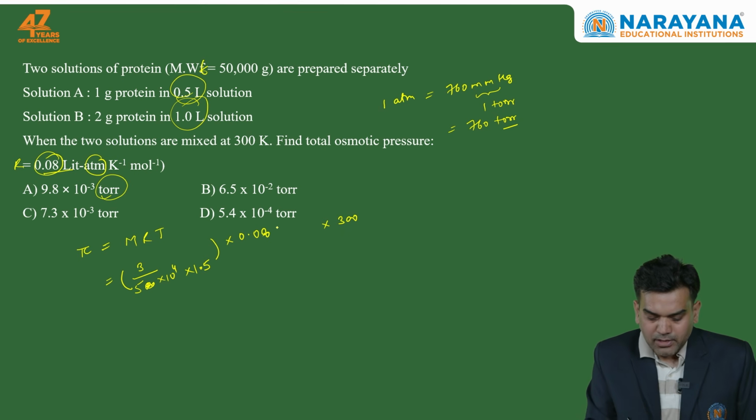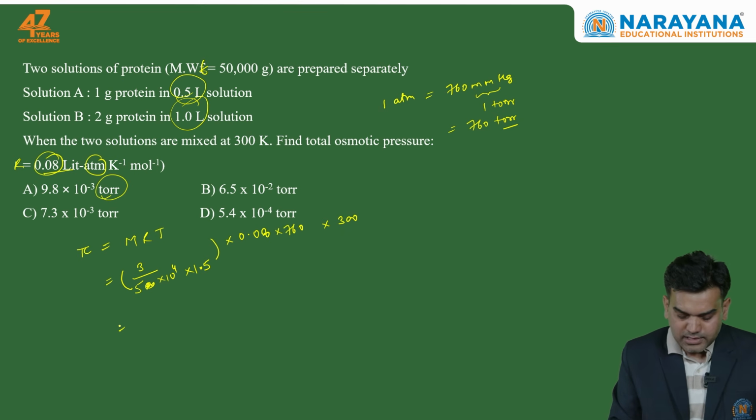Torr. So I can multiply this 760 over here also. So after solving all these things, you will find this value is approximately equal to 7.3 into 10 to the power minus 3 torr.